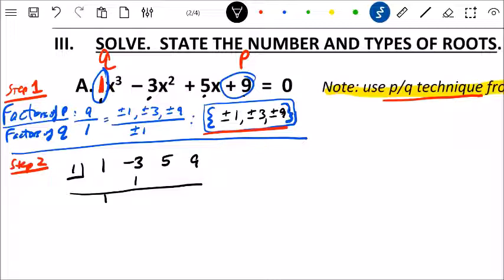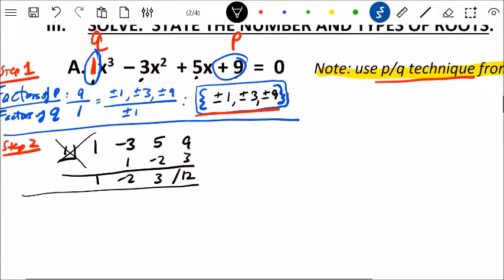1 times 1. Add that up for -2. 1 times -2 is -2. 5 take away 2 is 3. Oh, that means that's 9, 10, 11, 12. Nope, 1 is not a good solution. Let's take -1.